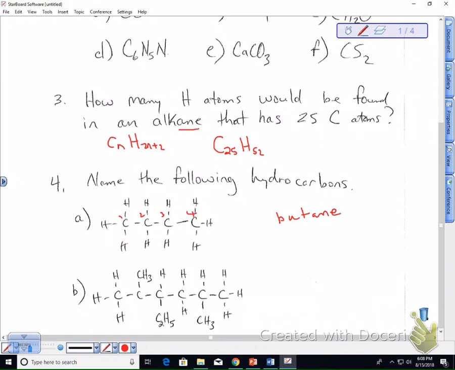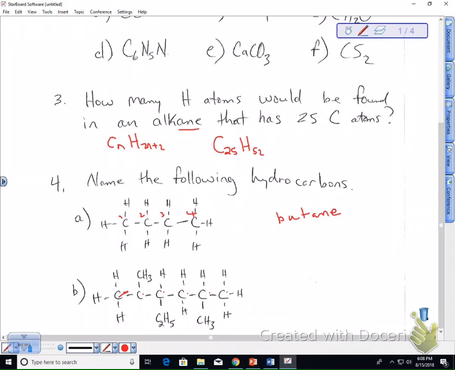As we look at it, the most important thing to get is that longest continuous chain. So let's count before I start numbering. Possibly 1, 2, 3, 4, 5, 6. Okay, or I could go 1, 2, 3, 4, 5, or 1, 2, 3, 4, 5, 6 that way. It looks like no matter what, 6 is the longest thing I can make. So this is going to be a hex. There's all single bonds here, no doubles. So this is going to be a hexane.